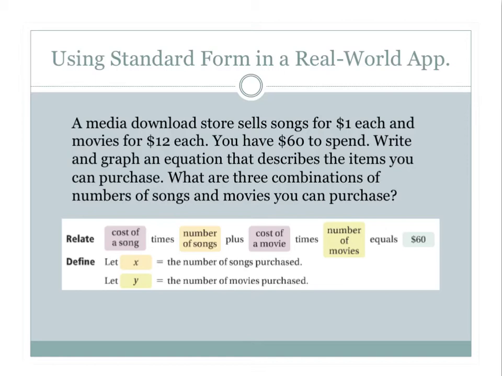Okay, so I took a template that is in the textbook for this. So I have the way they want us to relate the quantities in the problem. So we're going to start by saying the cost of a song times the number of songs plus the cost of a movie times the number of movies is equal to our $60. And now we can think about, well, what is each of those things?